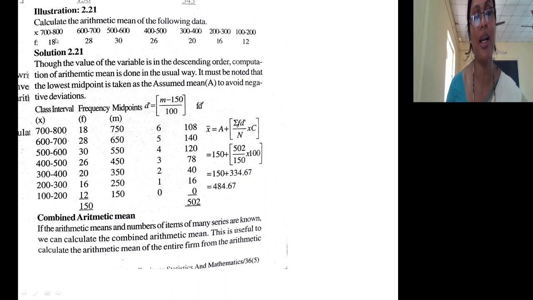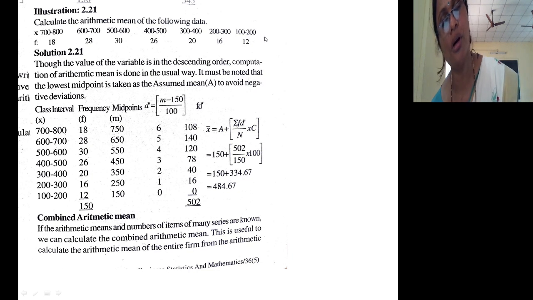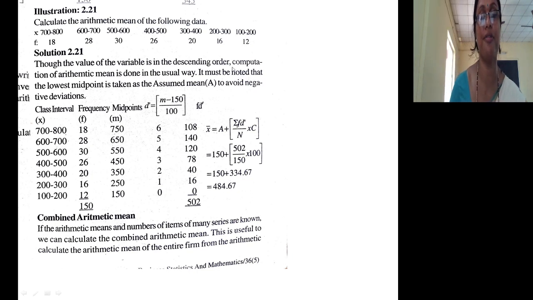You just look at the class width. Class width is 100: 700 minus 600, 600 minus 500, 500 minus 400. It's a common class width, so it is better to apply the step deviation formula. Here the step deviation formula is applied, and they arrived at the answer of 484.67.